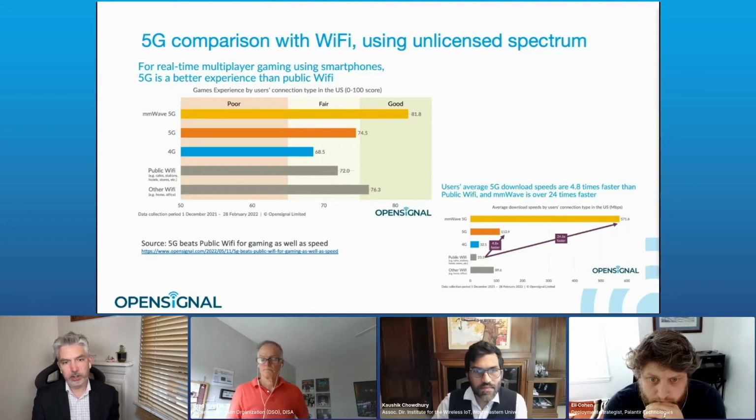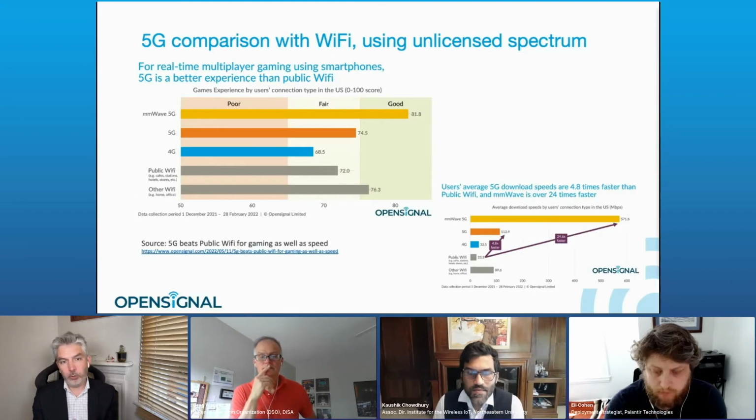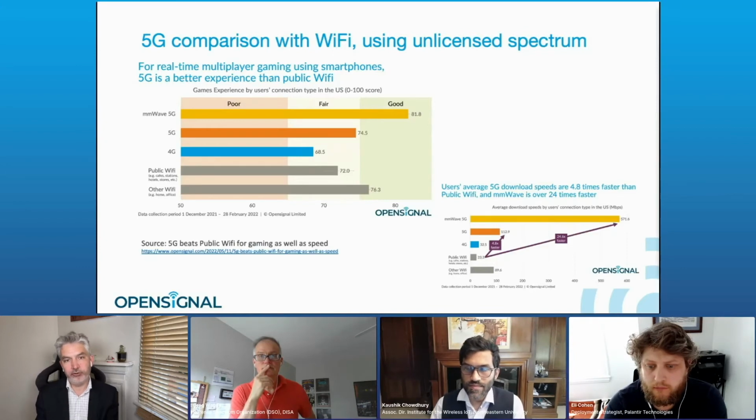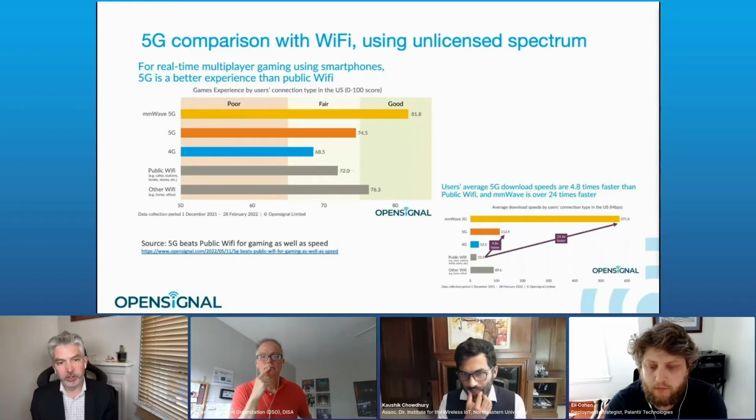Public Wi-Fi is typically in a very noisy environment. It's typically a place where you have a lot of Wi-Fi hotspots in close proximity. Other Wi-Fi on this chart is typically residential. So it's Wi-Fi attached onto the home broadband. And it's typically a much better experience because you have less interference on that unlicensed spectrum, because the residences tend to be further spread out.